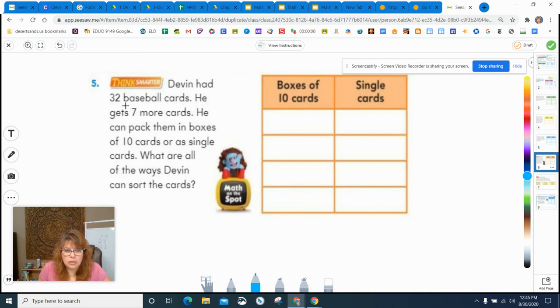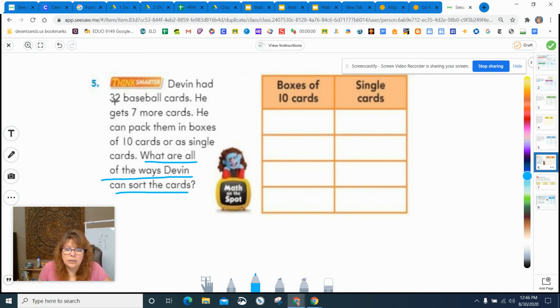Devin had 32 baseball cards. He gets 7 more cards. Now he can pack them in boxes of 10 cards or in single cards. What are all the ways that Devin can sort the cards? So we want to know what are all the ways that Devin can sort the cards. But there's a lot of information here. And remember, we need to look at the problem to see what we are going to use.